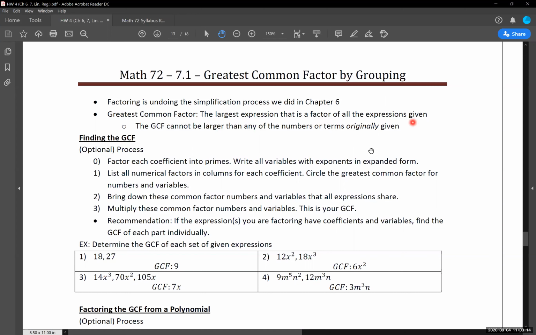It should also be noted, if you're trying to figure out the greatest common factor, that it cannot be larger than any of the numbers or terms originally given to us. And we'll see some examples down here with this as well.